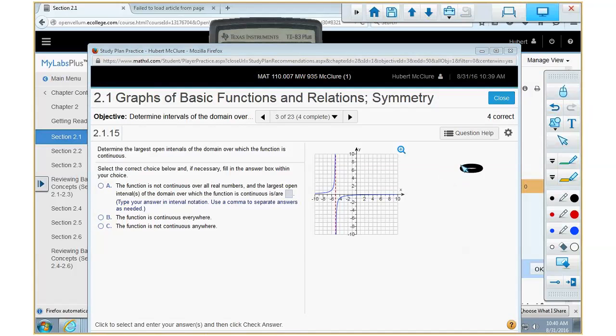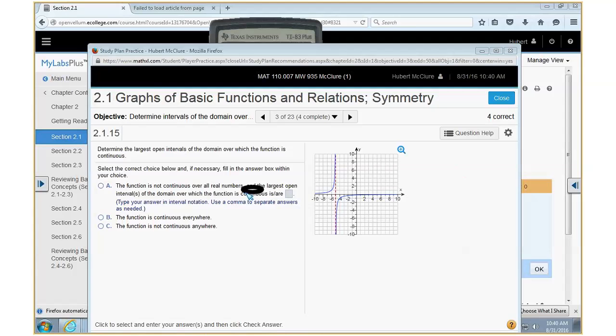Well, from negative infinity to negative 5, what's it doing? Increasing. And from negative 5 to infinity, what's it doing? It's increasing. All right, so it's increasing here, and then it picks up here. It's not inclusive at negative 5, so it'd be parentheses at negative 5. So increasing from negative infinity to negative 5, parenthesis, increasing, parenthesis, negative 5 to infinity, parenthesis.